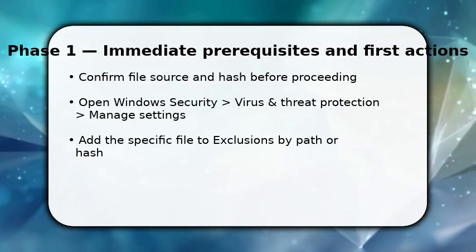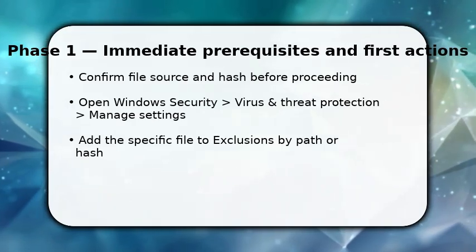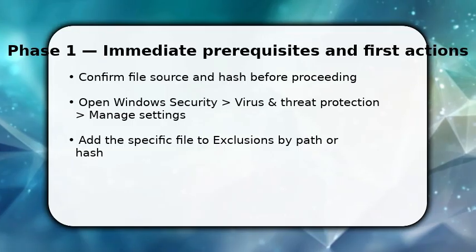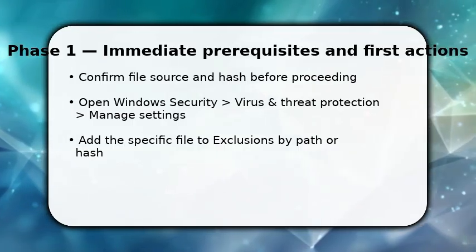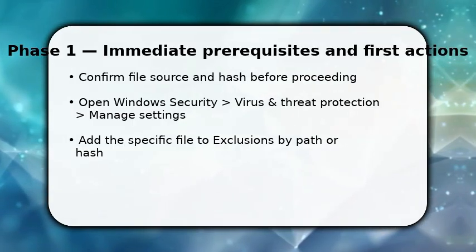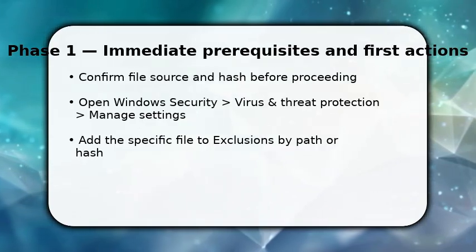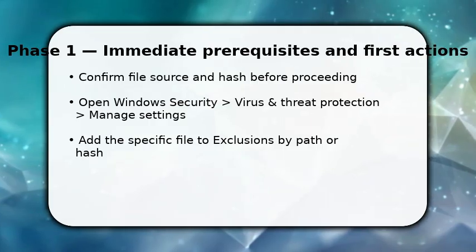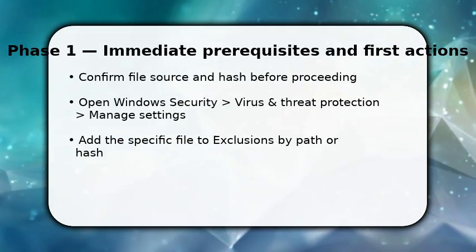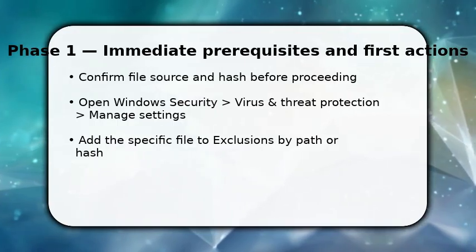Enjoy the video. You start by verifying the download. Check the digital signature or hash so you know it's authentic. Next, open Windows Security and go to Virus and Threat Protection, then Manage Settings. Once there, add an exclusion for the exact file path or its hash. This tells Microsoft Defender not to block that specific item while keeping protection on.